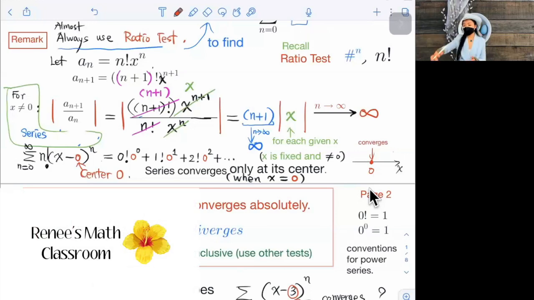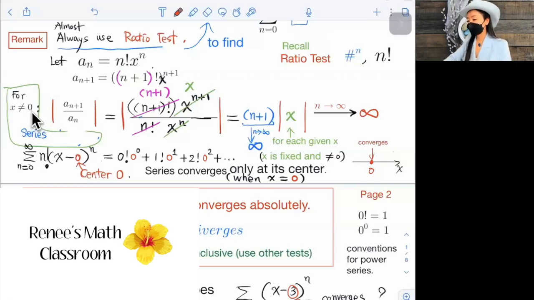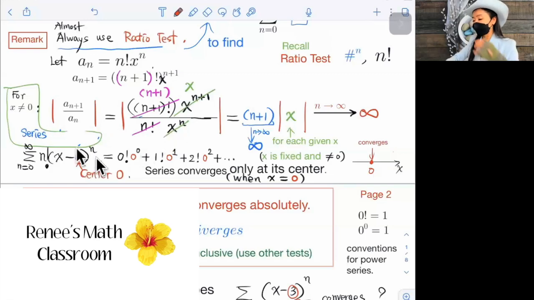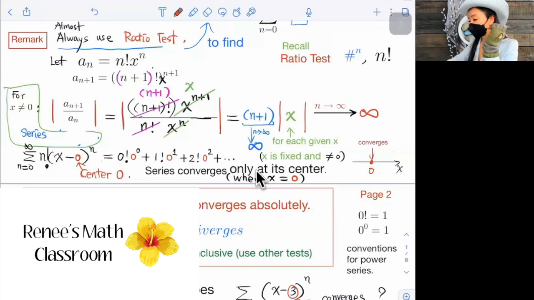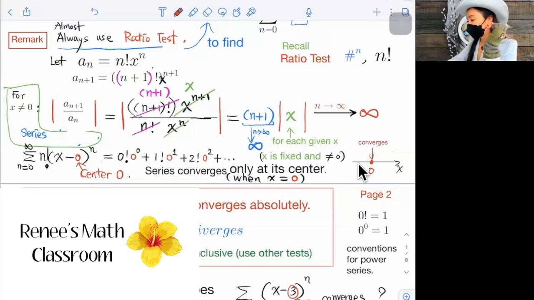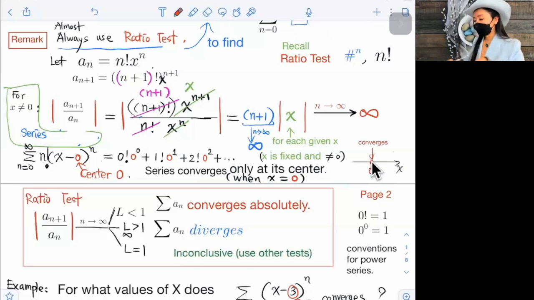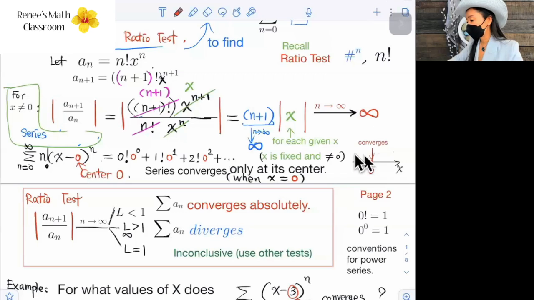So this is for x not equal to 0, which is not at the center. When x equals 0, you cannot divide by 0, right? But at the center, the series converges. Remember, every power series is going to converge at its center. The only place that this series converges will be at the center only. So the answer over here is the series only converges at its center, which is when x equals 0. Other than the center, it's going to diverge.